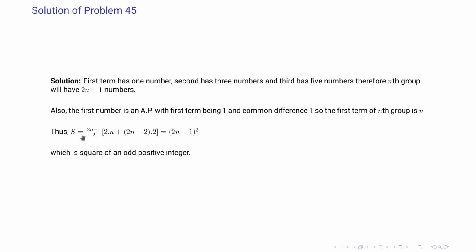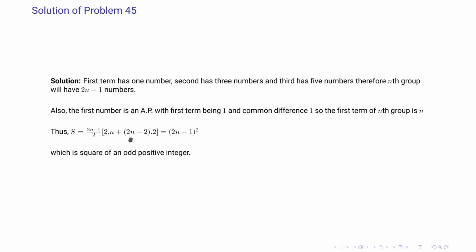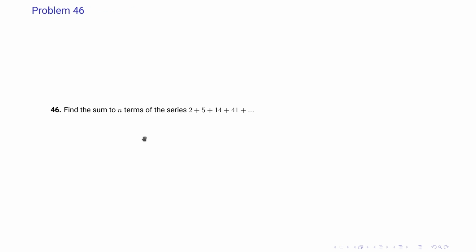So sum would be 2n minus 1 by 2 because it would have 2n minus 1 terms, the nth group, into 2 into first term, which would be n, plus total number of terms would be 2n. Let me see, 1, 3, 5. So it would be 2n minus 1. So 2n minus 1 into common difference, which is 2. So the total is 2n minus 1 whole square, which is square of an odd positive integer.